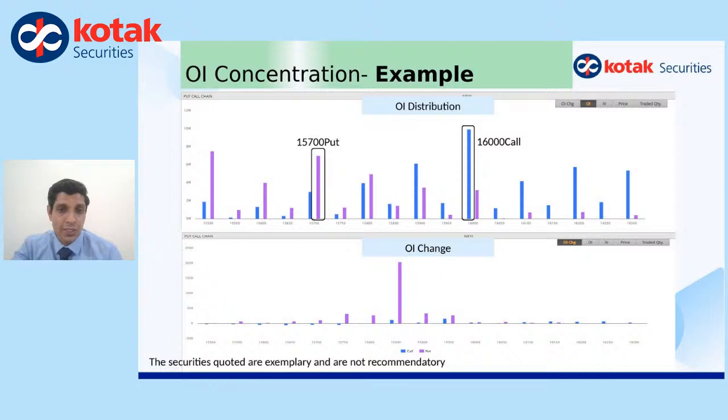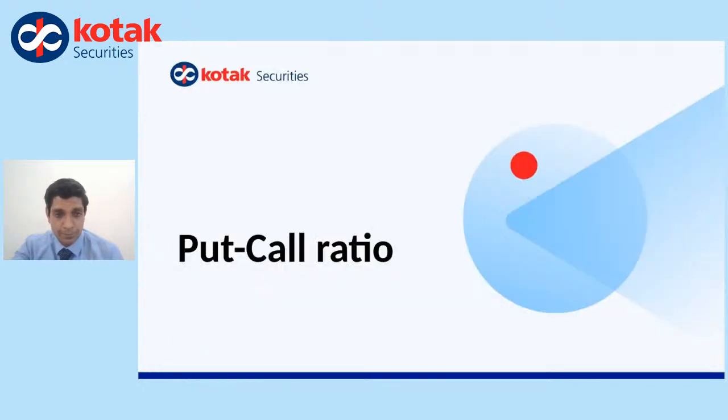So for example, in this trade, if you're doing a strategy, since the maximum OI is in the 15,500 put and 16,000 call, you could probably write the 16,000 call and the 15,500 put, because you already know that this is the broad range that the market might be in until expiry. So this is how you interpret OI and the change in OI and also the distribution to aid your trading.